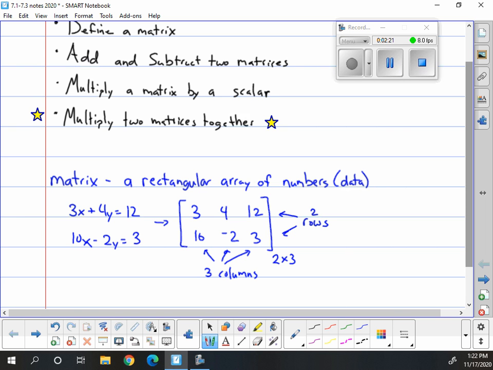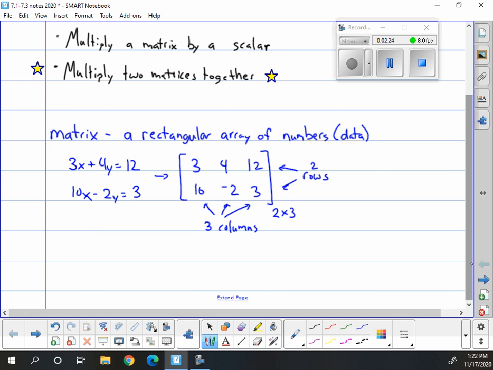Okay, so matrices can come in lots of different sizes, but any time that you arrange them, their rows and columns have something to do with what that data means. So our first column here is representing the number of x's. Our second column is representing our number of y's, and our third column is representing the solutions. The first and second row represent separate equations.